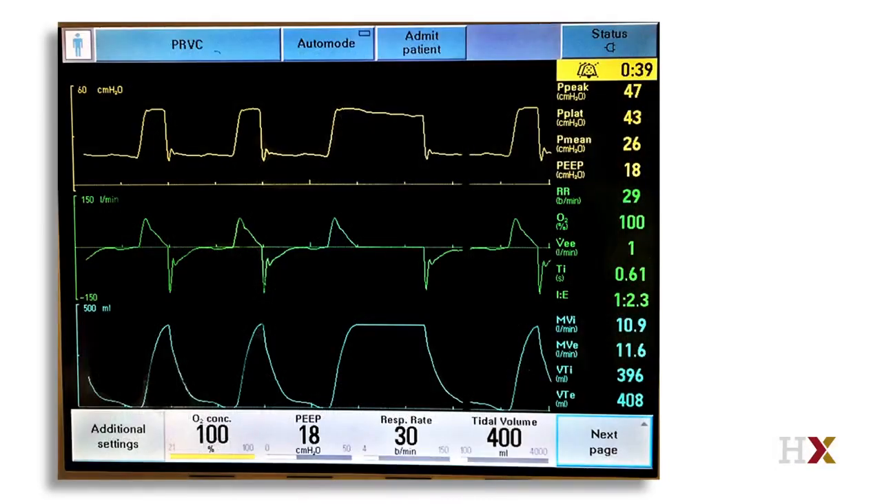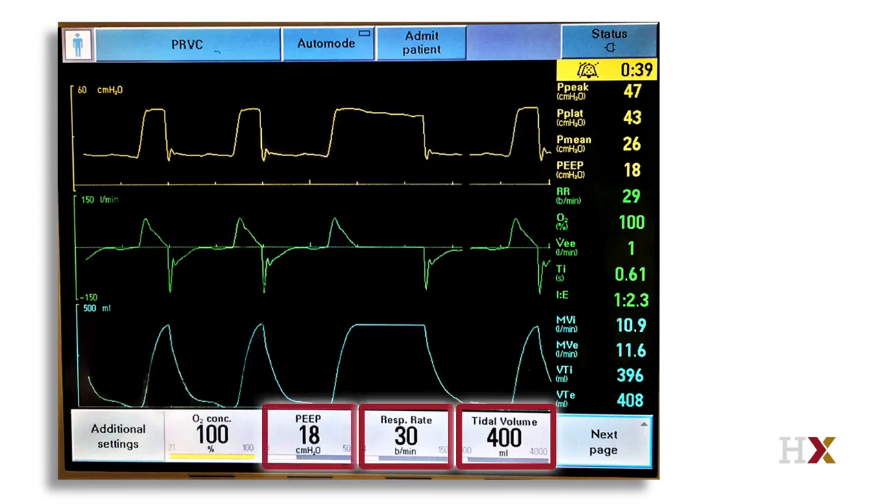Here's another example of a patient being ventilated with ARDS. We can see that this person is set on a tidal volume of 400 milliliters, a respiratory rate of 30, trying to maintain that high minute ventilation, a PEEP of 18, keeping high mean airway pressures, keeping the patient well recruited, and it's still set on 100% FiO2.